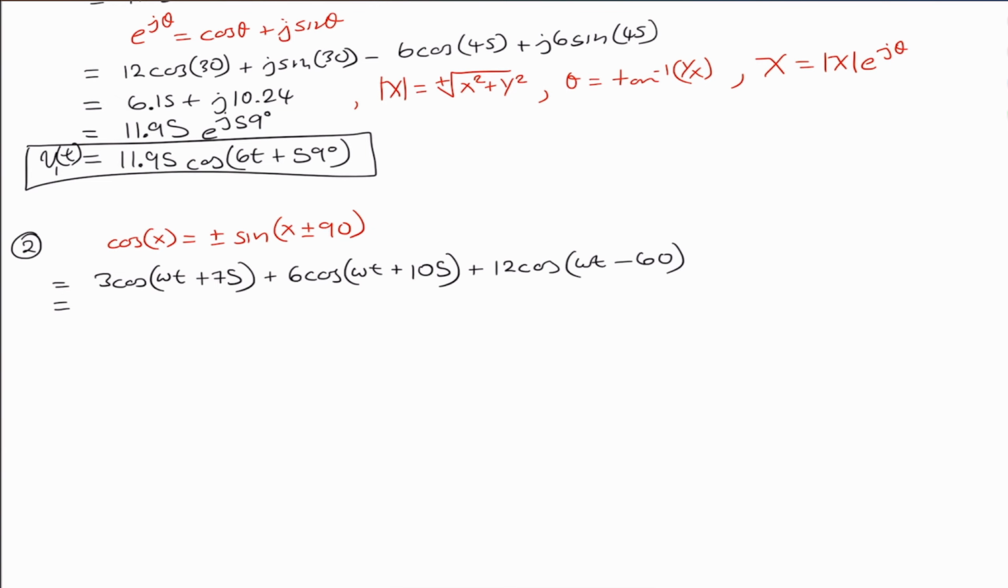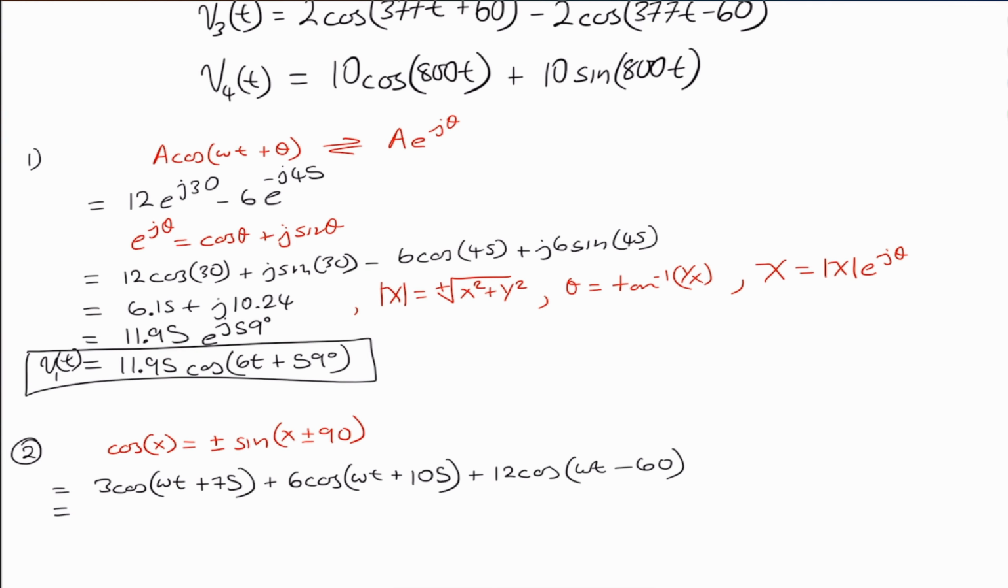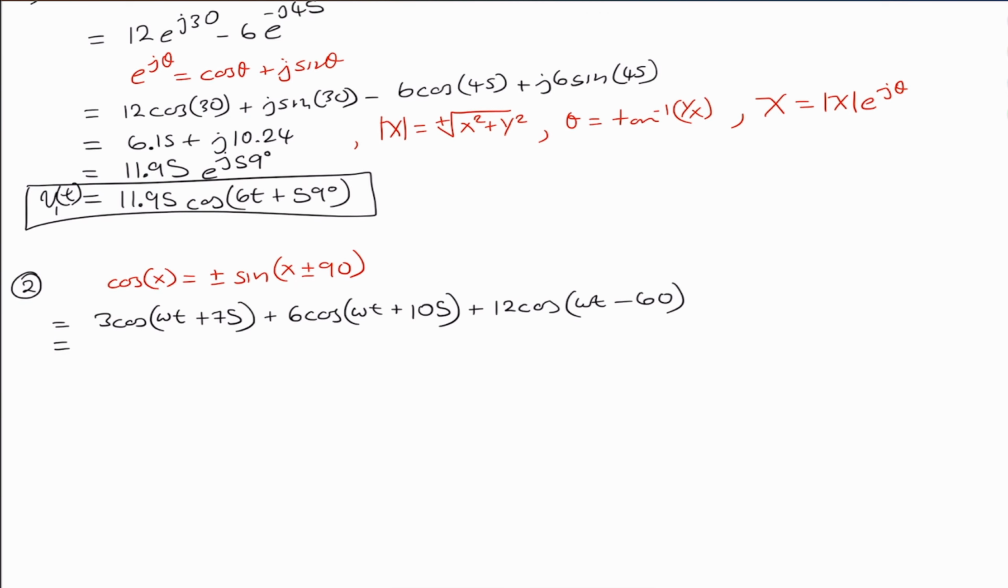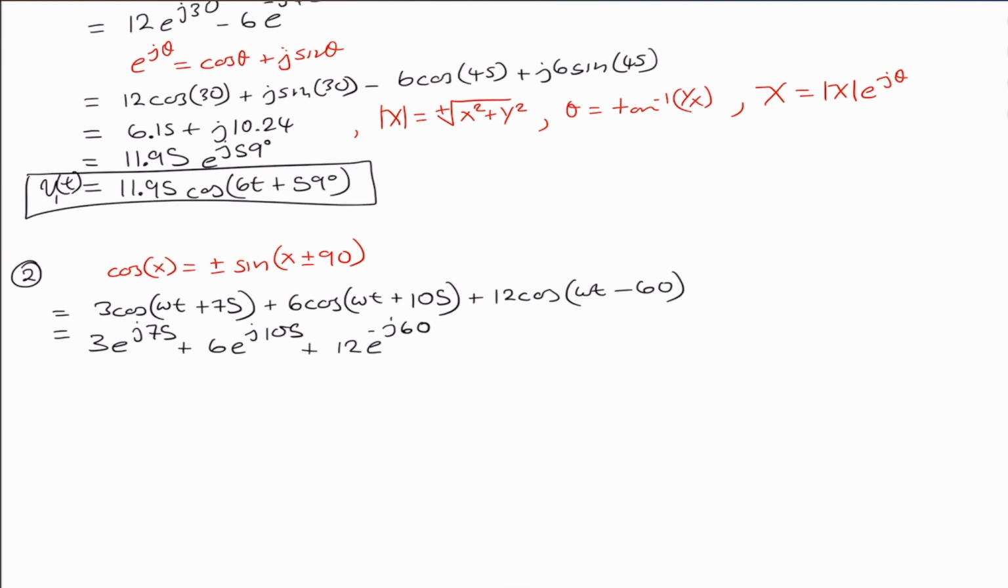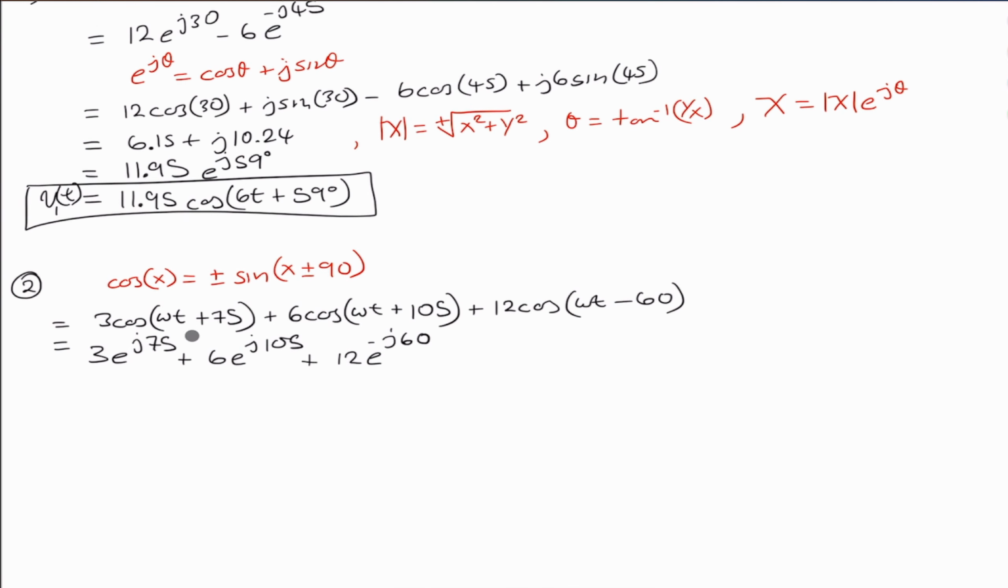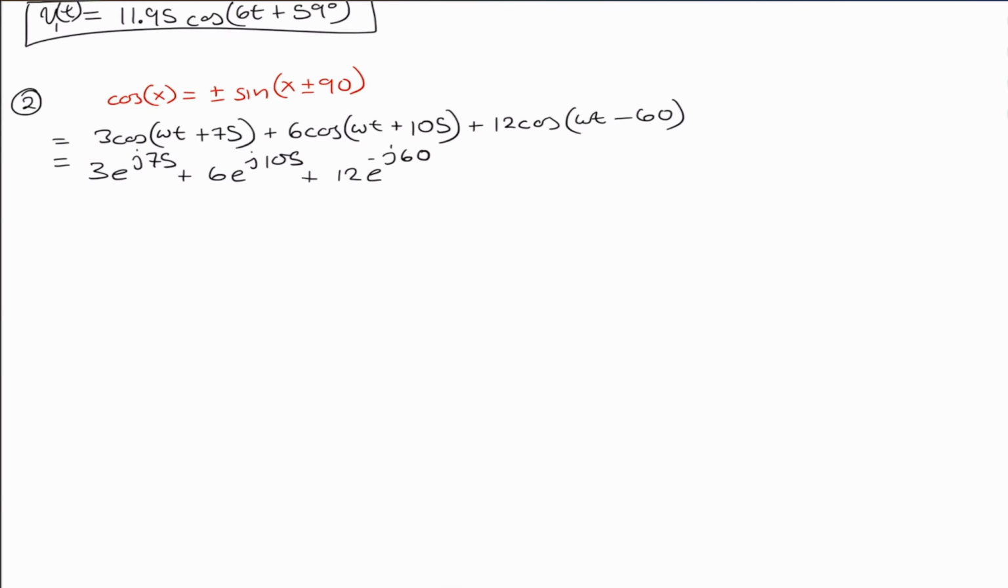So, the second portion of that is just basically applying the phasor and time domain relationship. So then we can go to the phasor domain, and that's going to be 3 times the complex exponential e to the j 75 plus 6 times the same thing, changing the angle, 12 with a minus j 60. So we can then apply Euler's identity, which we have here, to this expression, and then add.